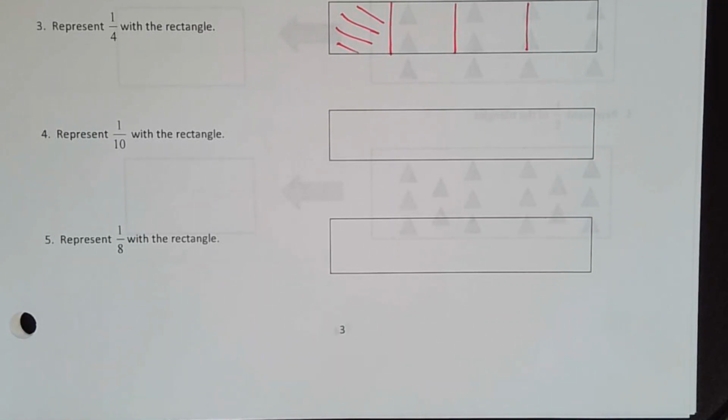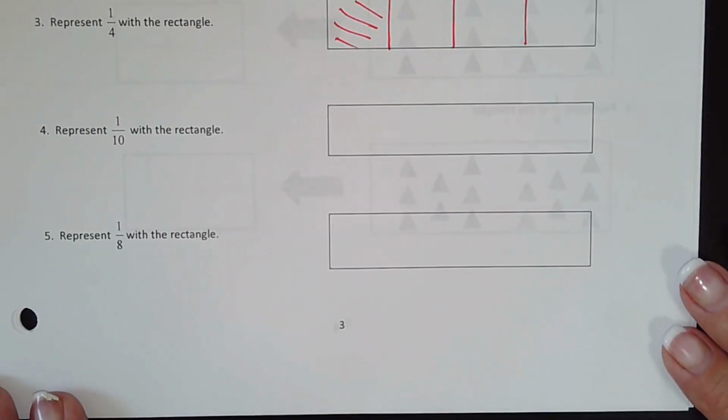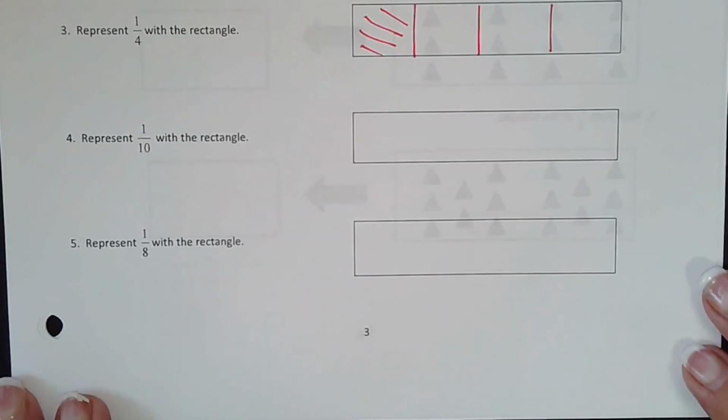So for 1/10, you can cut it in half and then cut each of those halves into 5 equal pieces. For 1/8, you can just keep cutting it in half. So go ahead and turn off the recording and then come back and we'll share our answers.